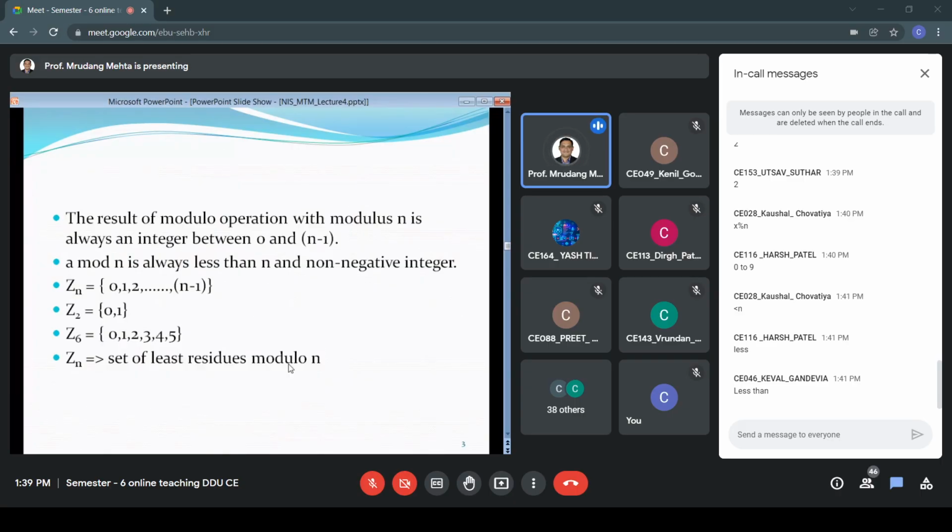If you do the modulo n, what is the remainder? Residual number, least residual number. That is shown. Clear? So we have infinite instances of the set of residues of Zn. For example, Z2, Z10, Z11, we can have infinite such instances of set of residues. Okay?